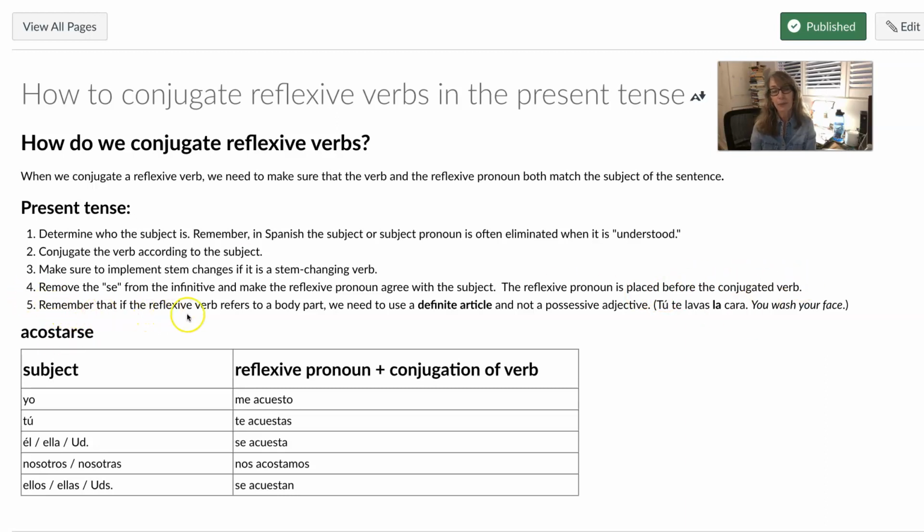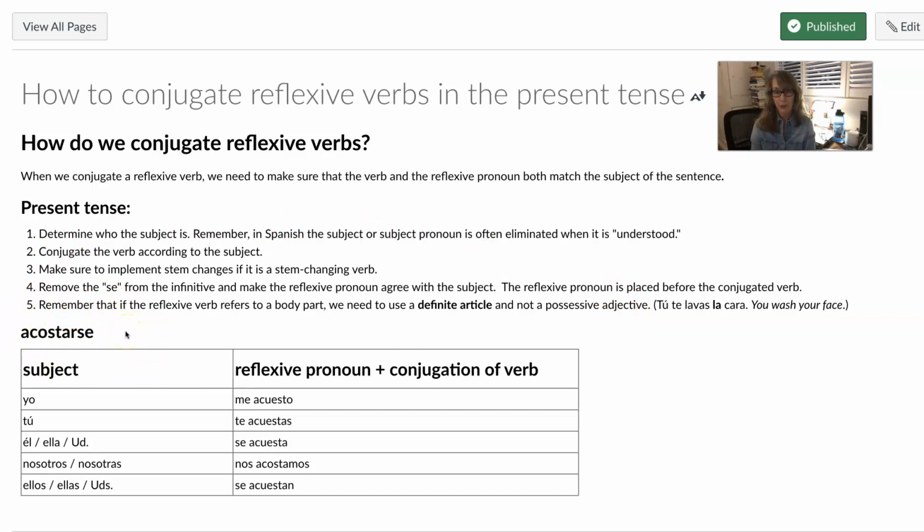Remember that if the reflexive verb refers to a body part, we need to use a definite article and not a possessive adjective. For example, tú te lavas la cara. You wash your face. So let's take a look at the verb acostarse.